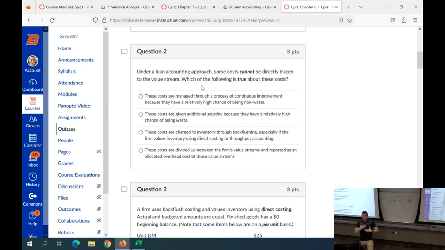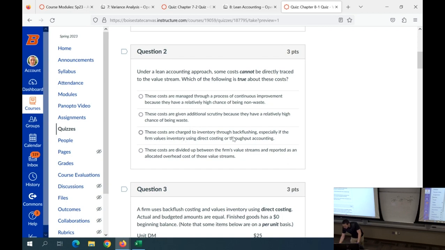So the idea is over time, through a process of continuous improvement, you're going to be wanting to optimize X1, X2, and X3 that drive both costs and revenue. Those are value stream costs. And yes, it would be true if we were talking about value stream costs, this one right here. But we're talking about costs that cannot be traced to the value stream, non-value stream costs. So this is not accurate for those. Okay, these costs, non-value stream costs, are given additional scrutiny because they have a relatively high chance of being waste. That sounds exactly like what I said a few minutes ago. They have a relatively high chance of being waste because they're non-value stream. So we're going to apply additional scrutiny. That probably is the answer, but let's keep going just to check.